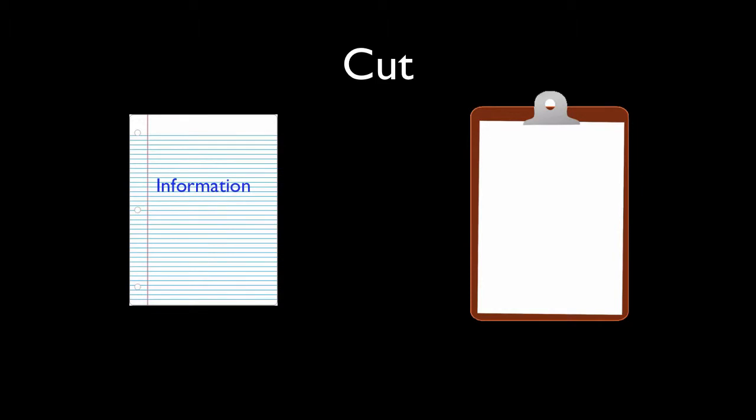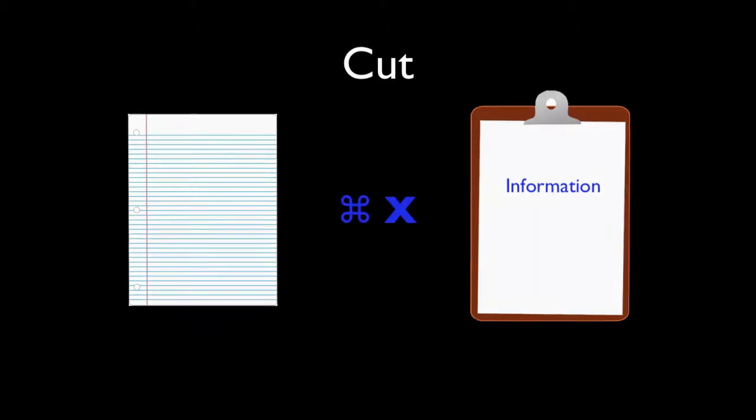The first edit command we will talk about today is cut. Cut is when we remove information from the document and move it to the clipboard. Notice that once I've cut information, it is removed from the document. Also notice that the cut information is not deleted, it's just been moved. The keyboard shortcut for cut is Command X.